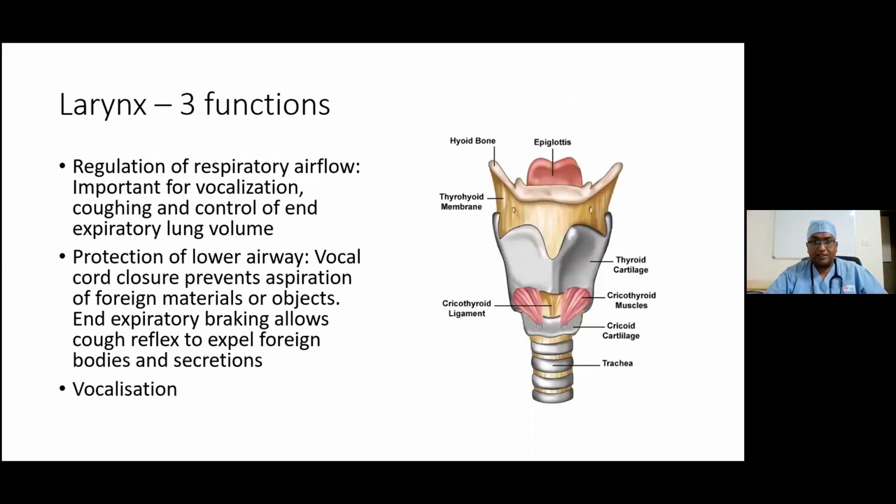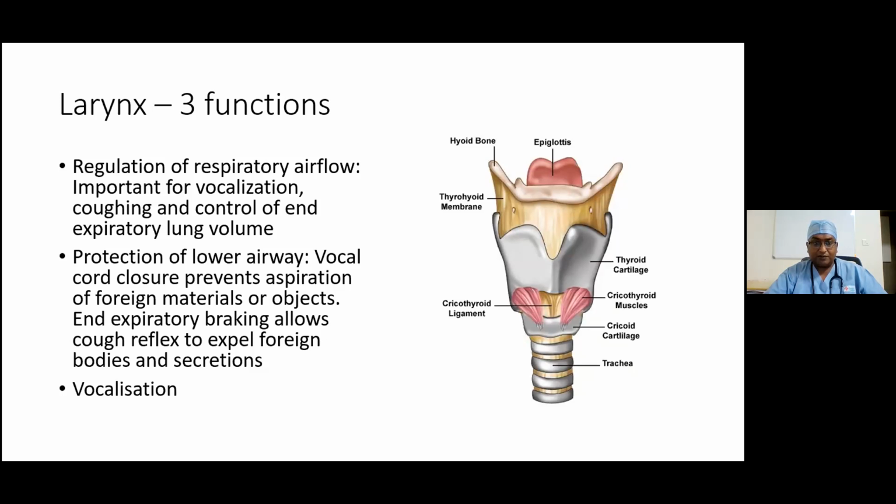We'll come to larynx. You all know the anatomy of larynx. I'm not going to go into detail, but I want you to keep in mind the three main functions of larynx. One is regulation of respiratory airflow, otherwise known as respiratory braking. This is important for vocalization, coughing, and control of end expiratory lung volume.